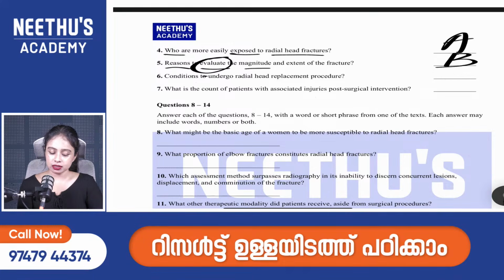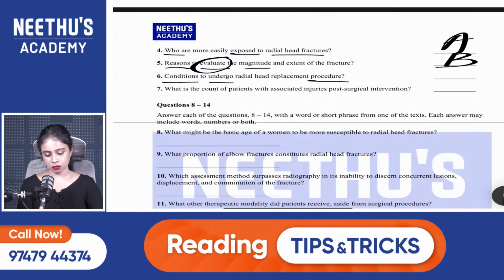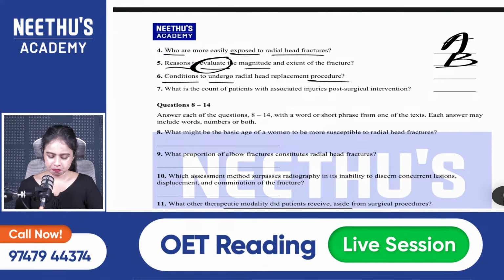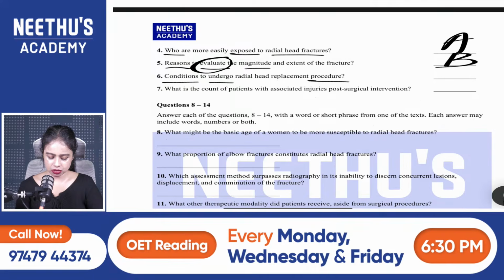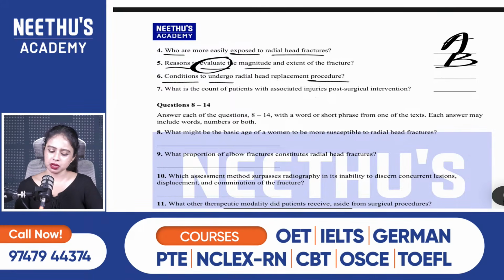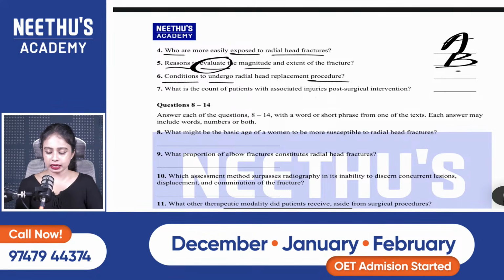Sixth one, conditions to undergo radial head replacement procedure. So, conditions, undergo, and procedure. Conditions, which means maybe disease conditions or the situations which you have. So where is it mentioned? Because of these reasons, I am doing the head replacement procedure. Radial head replacement, yeah. Where is it mentioned? Sixth question. Again, Akila, you scored. It is mentioned in text A.